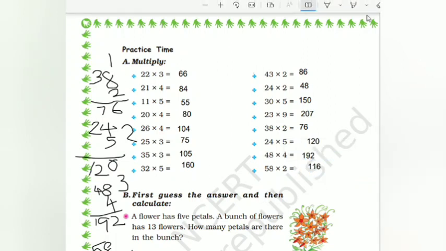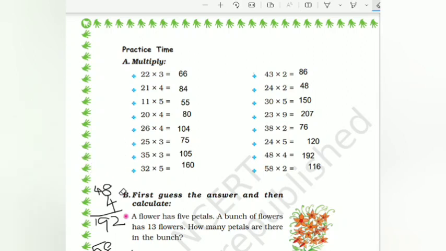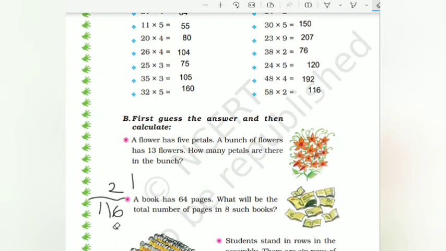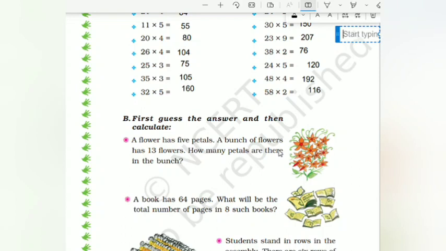This is the method we have done for what? Multiplication. Okay. Then next, first guess the answer and then calculate. Okay. A flower has 5 petals. A bunch of flowers has 13 flowers. How many petals are there in the bunch?